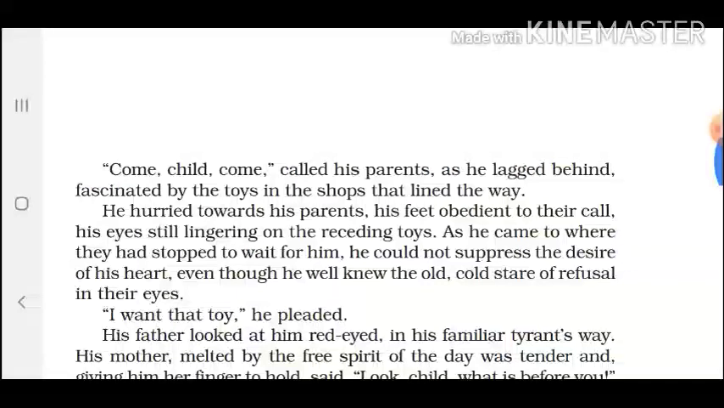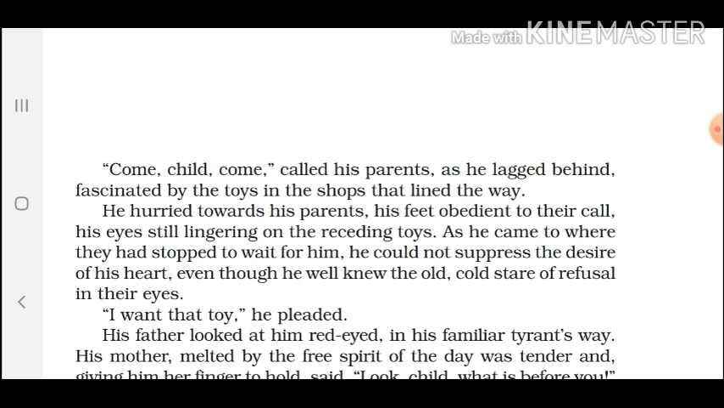Come, child, come, called his parents as he lagged behind, fascinated by the toys in the shop that lined the way. So here lagged means left behind, fascinated means attracted. So when the child was going with his parents to the fair, the child was left behind because he was attracted towards the toys that were displayed in the stalls or shops on the way.